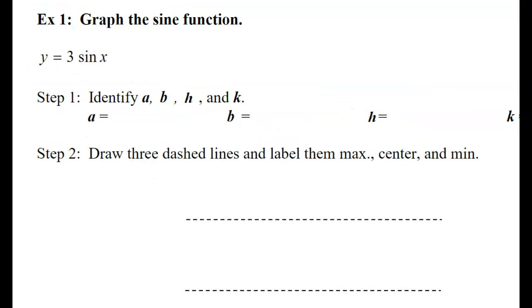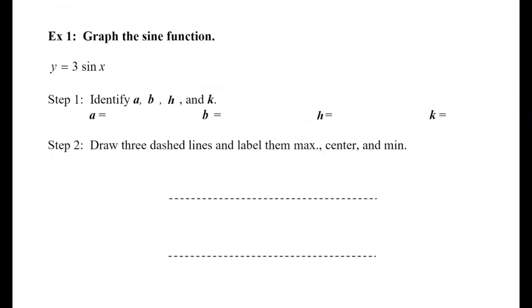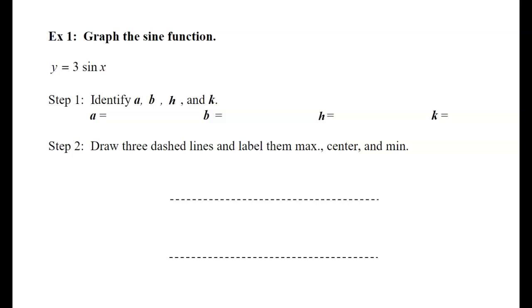On this first example, now this is as easy as this can get. Besides the parent function, this is the easiest graph that you can see. You're going to follow these exact same steps every single time you go to graph one of these functions. First, you're going to identify A, B, H, and K. Those are like your cornerstones, the most important parts of your graph. A, B, H, and K.